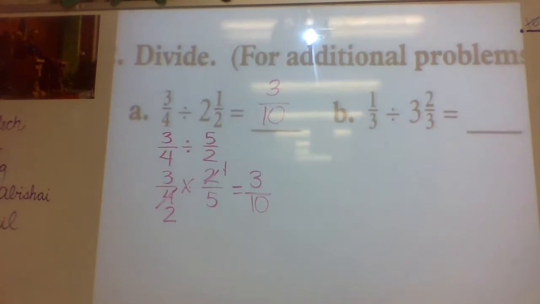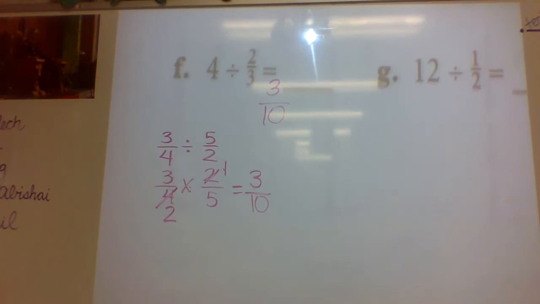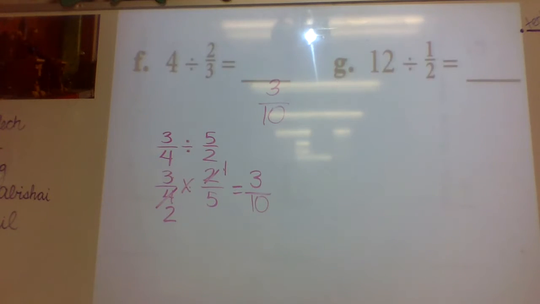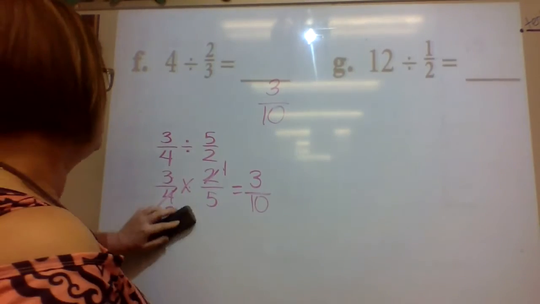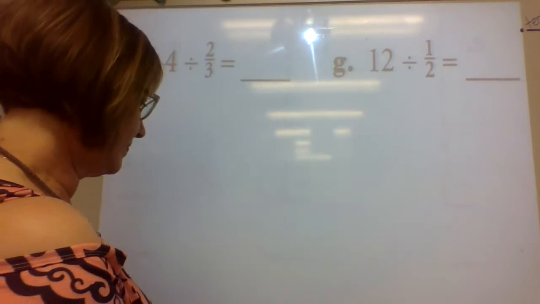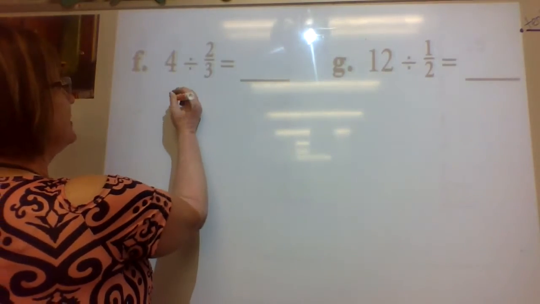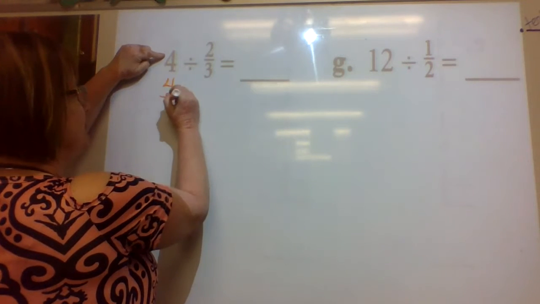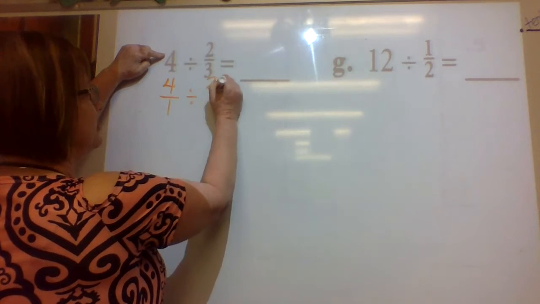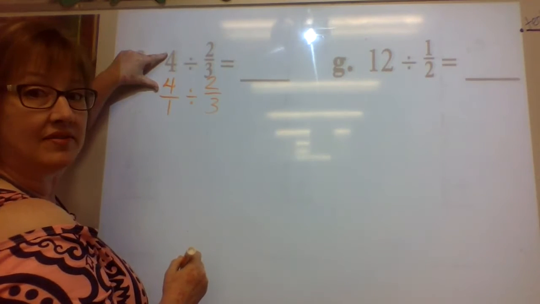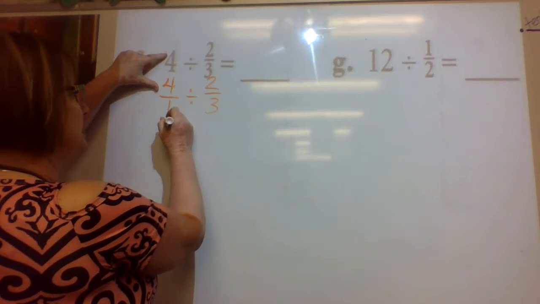And then the next section is stuff that we already know how to do, but I'll still refresh your memory. 4 divided by 2/3. I hope you can see that pink. Let me try the orange. Okay, so let's rewrite this one time. 4/1 divided by 2/3. So you know we're putting 4 over 1. Now come down and multiply it.